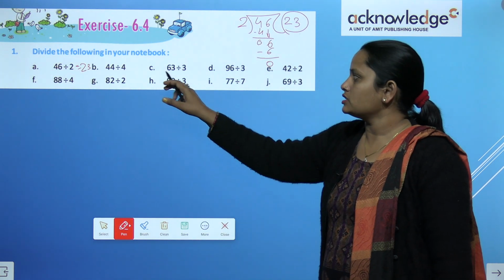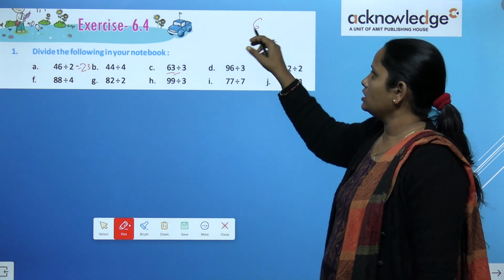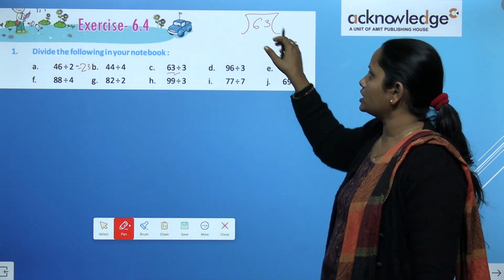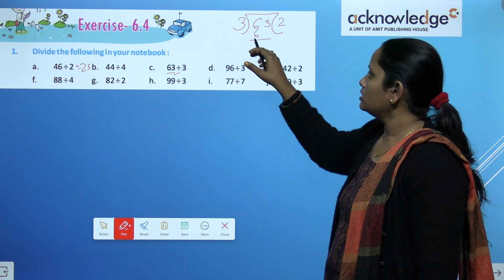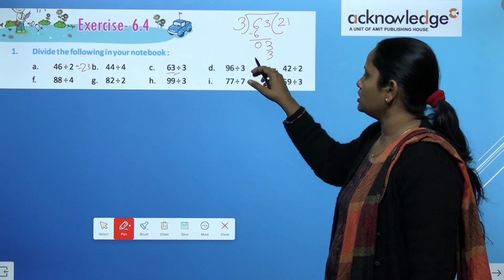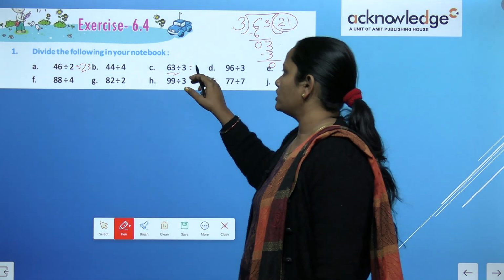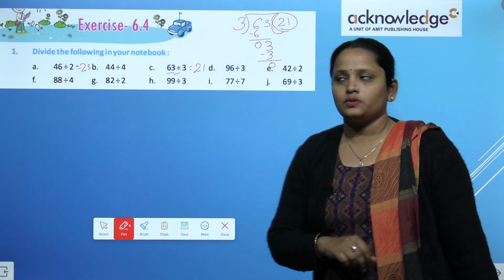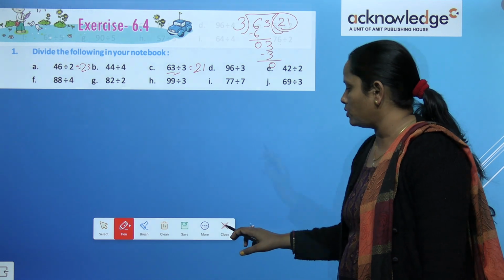Similarly, let's do this question. So we will divide 63 by 3. So 3 times 2 is 6, we get 0. Now 3 times 1 is 3, we get 0. So here the answer is 21. So similarly children, you have to do the rest of the questions that are given here in your notebook.